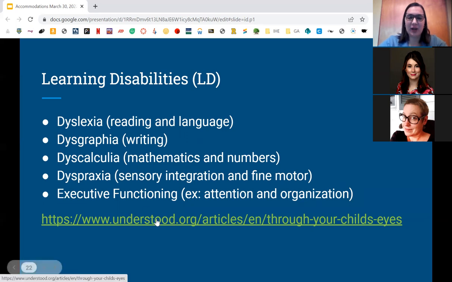And I linked this website here, Understood, that has K-12 examples, but some of the older high school examples I think are really applicable to what we do in the higher education space. You can hear children talking about how their learning disabilities affect them and what it is like. I really, really like the ones on attention and organization. They just do a great job explaining how that shows up for them.